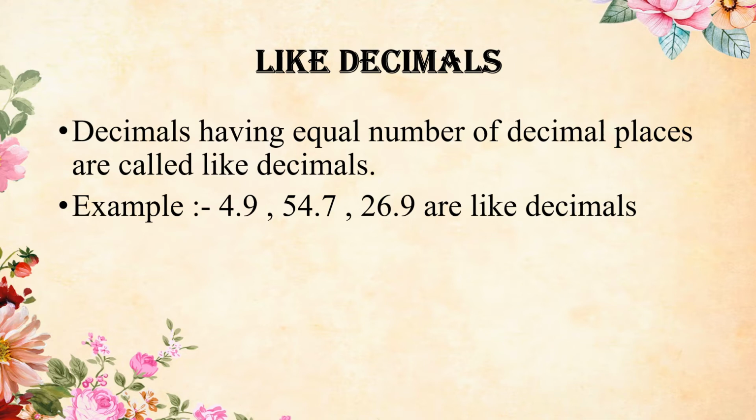Like here, after the dot in 4.9, one term is there. In 54.7, after the dot, 7 is there, that means only one term is there. And in 26.9 again one term is there. That means these are all like decimals.